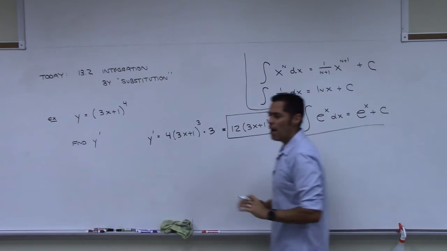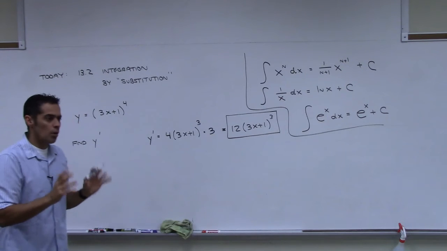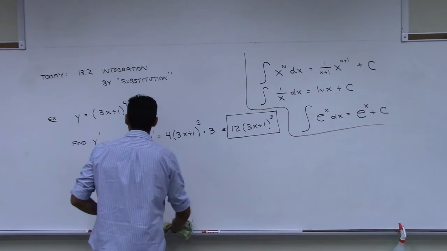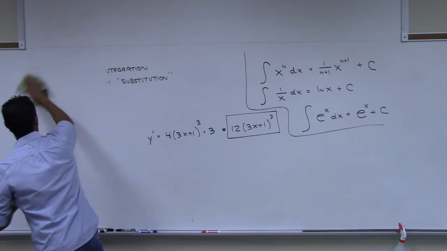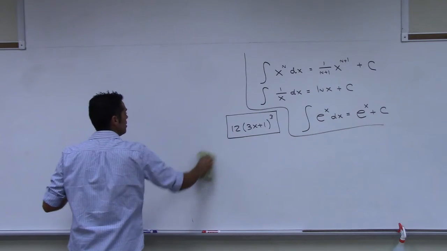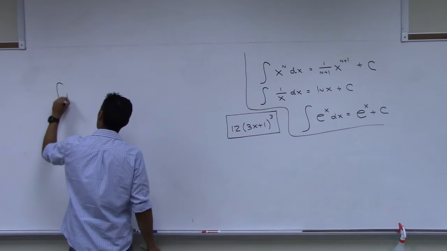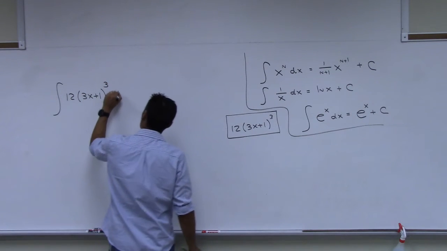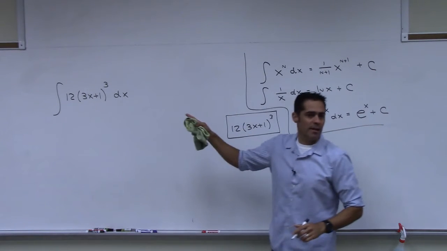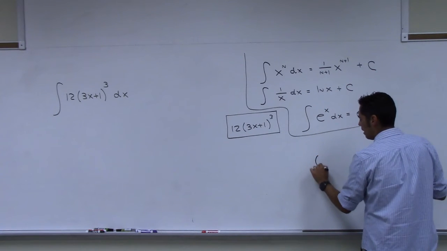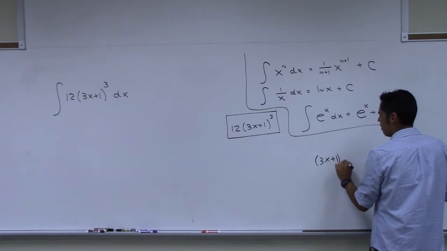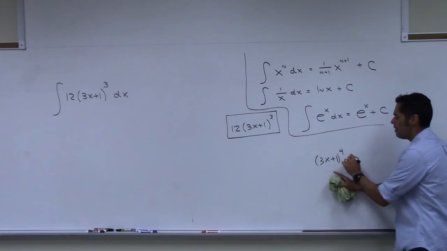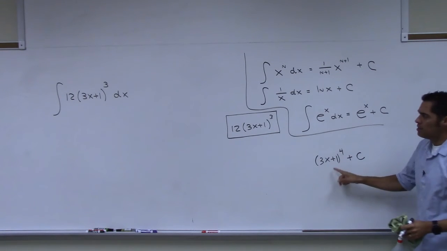None of these required any real additional work. It was just understanding the formula. So let's say I said, hey everyone, I would like us to find the antiderivative of 12 times 3x plus 1 to the 3rd power. How do we get that back to what we know the answer should be? The answer should be that, which was what we took the derivative of earlier, and then we would have to say plus c. But how do we get to this from that?